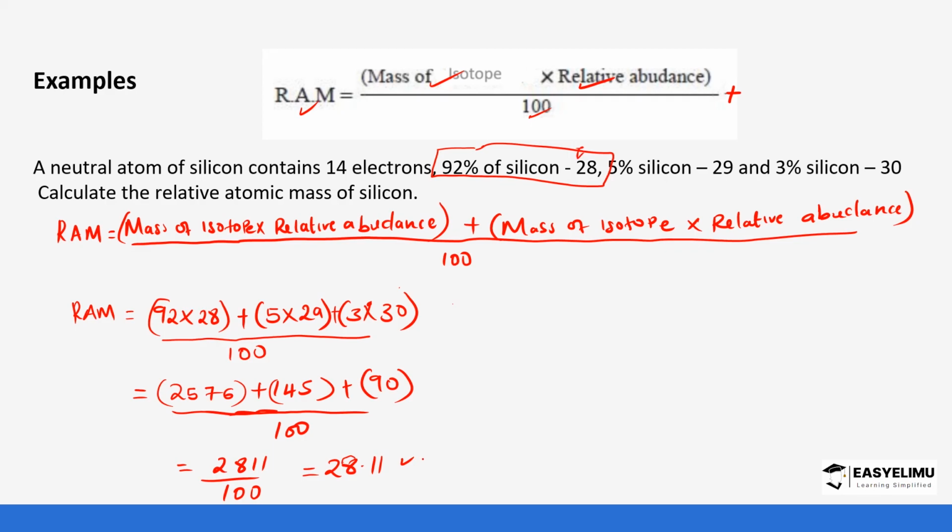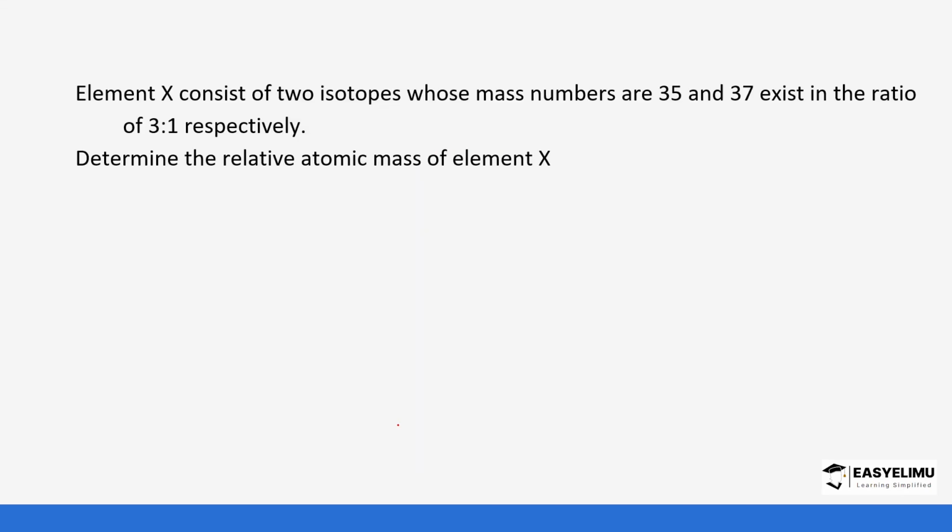Let's look at another example. So element X consists of two isotopes whose mass numbers are 35 and 37. They exist in the ratio 3:1 respectively. Determine the relative atomic mass of X. So ratio 3 represents the one with mass number 35. Ratio 1 represents the one with mass number 37. So the first step that we are going to do is we are going to get the total ratio. So the total ratio is 3 plus 1, which gives us 4.